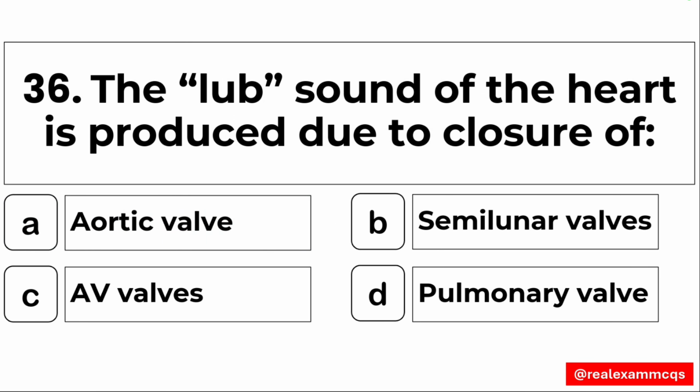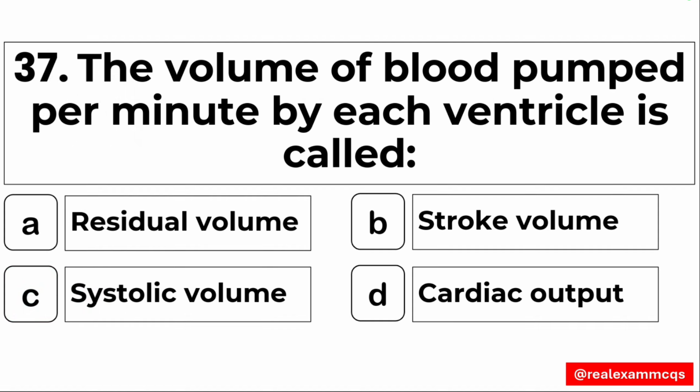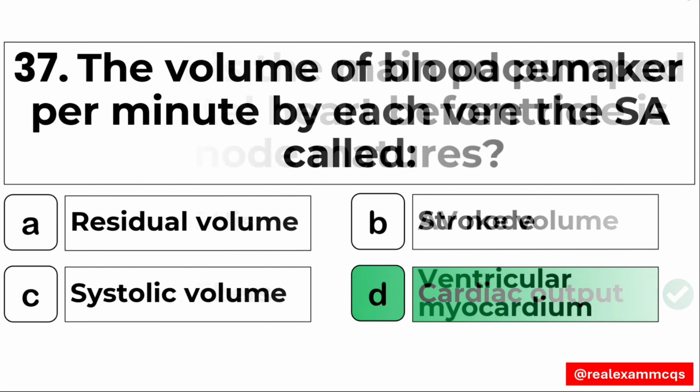36. The lub sound of the heart is produced due to the closure of. Right answer option C. The AV valves. 37. The volume of blood pumped per minute by each ventricle is called. The cardiac output. Option D is the right answer.